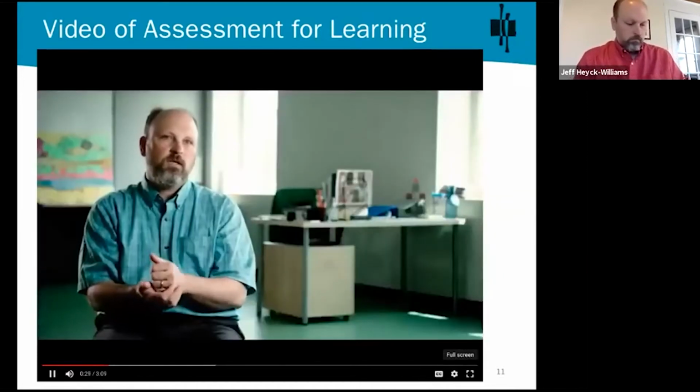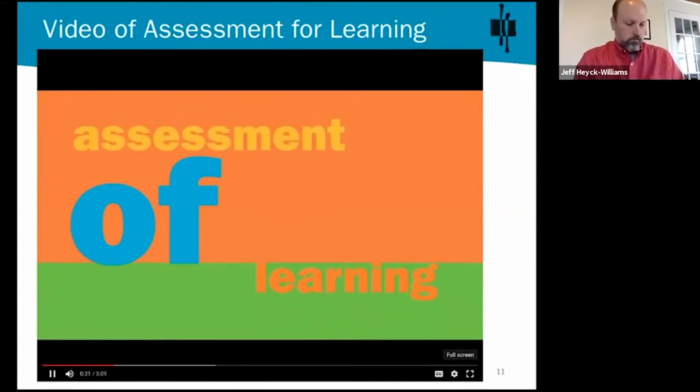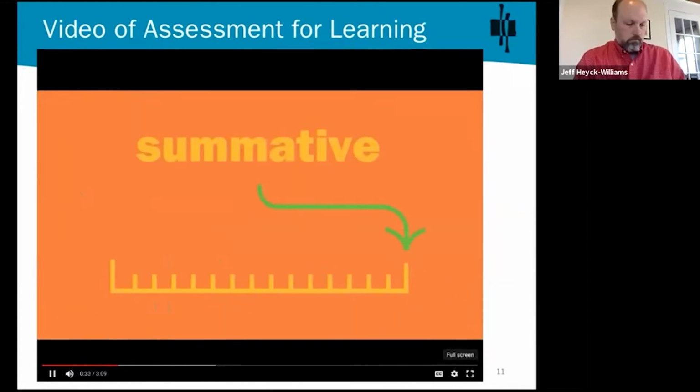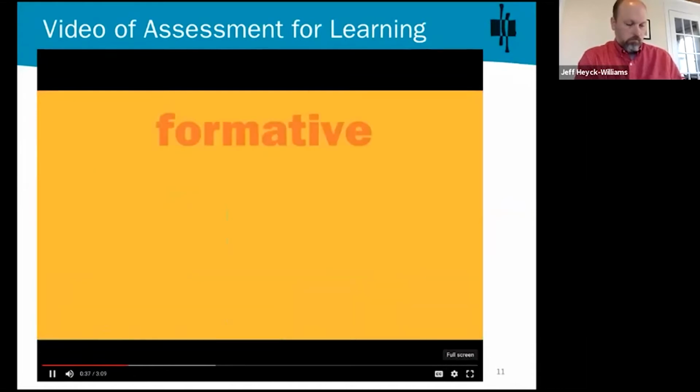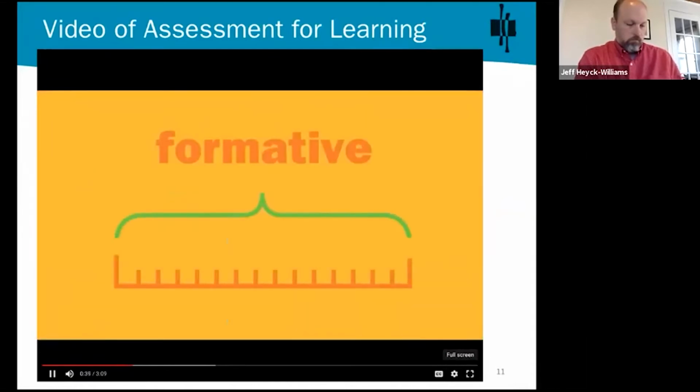Assessment of learning is summative. It happens at the end of a unit. Assessment for learning is formative. It happens during a unit and directly informs instruction.